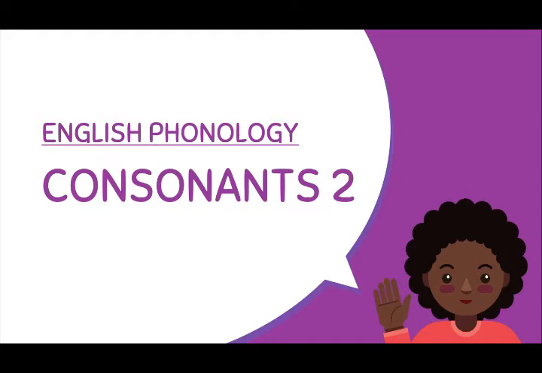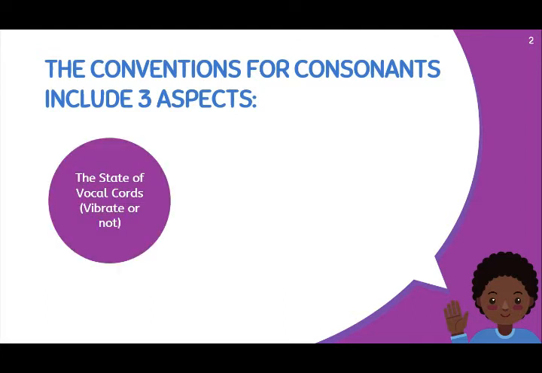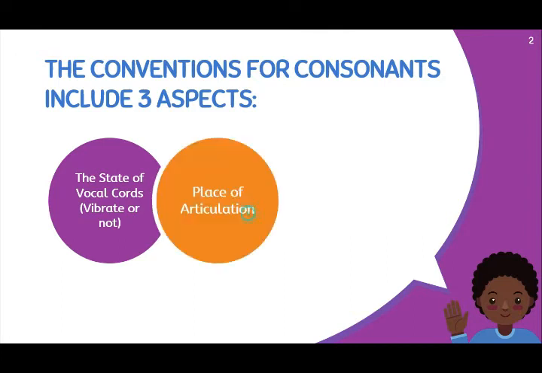We have discussed consonants in our previous video. In this video, we will continue the discussion of consonants with the focus on manner of articulation. So students, before we continue, I would like to remind you about the conventions for consonants, which include three aspects. The first one is the state of vocal cords. The second one is the place of articulation. And the third one is the manner of articulation.